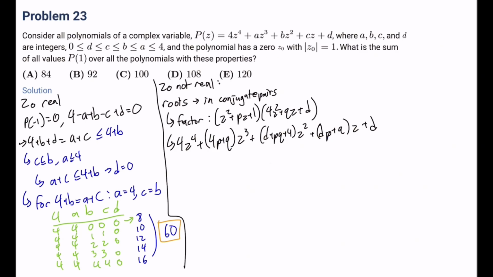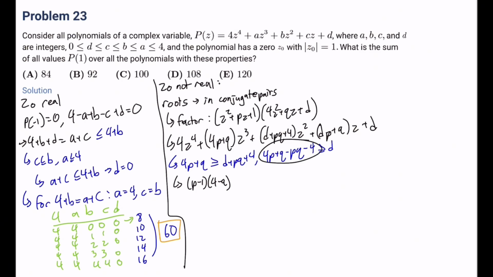And so now if we care about those two, then a is always greater than or equal to b. So what that gives us is that 4p plus q is always greater than or equal to d plus pq plus 4. And if we put those over there, that gives us 4p plus q minus pq minus 4 is greater than or equal to d. This gives us that it's (p minus 1) times (4 minus q), because that's what this is factored as. This is greater than or equal to d.